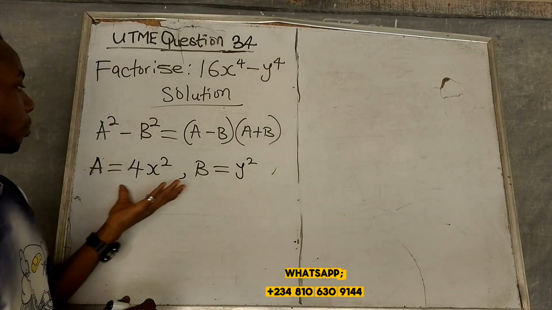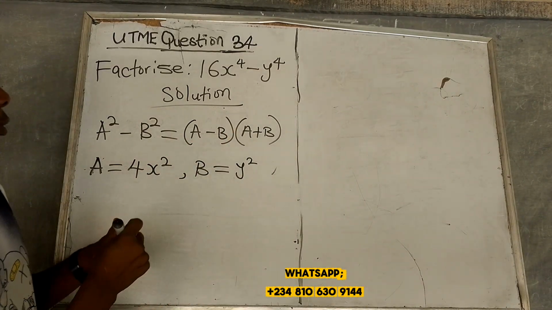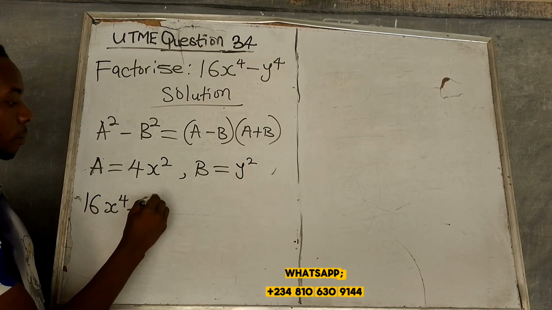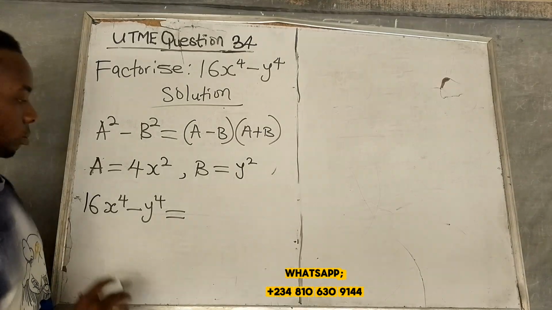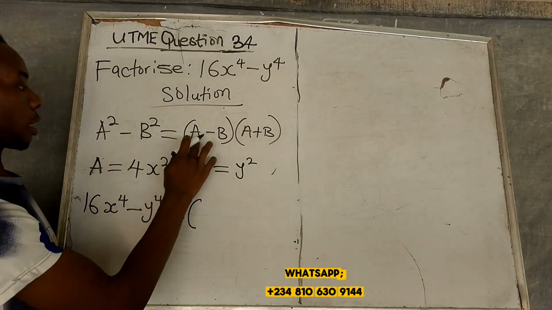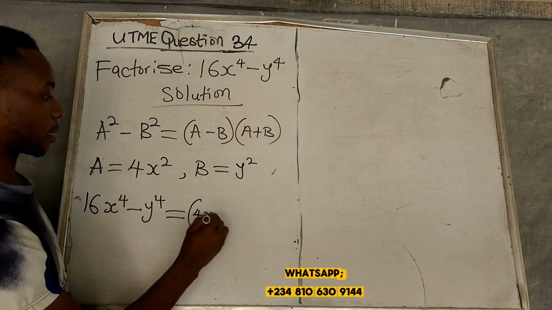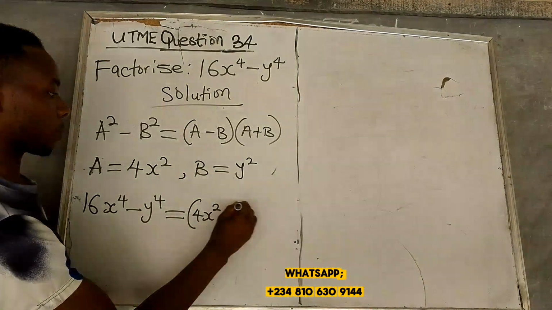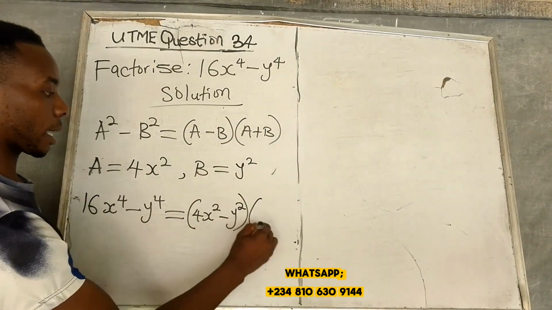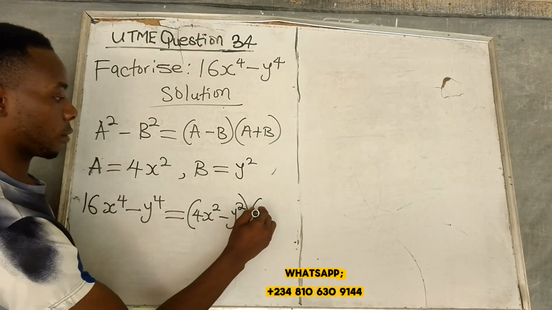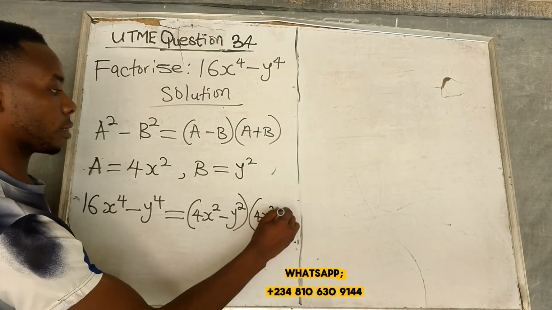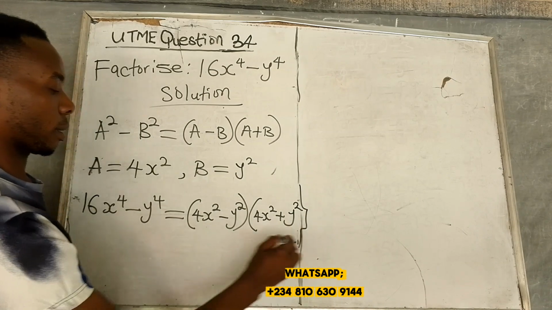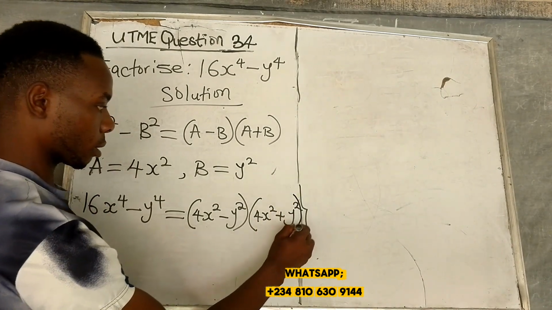Now, we include this inside this, which means that 16x raised to the power of 4 minus y raised to the power of 4 is equal to, now you open your ears, a, which is 4x squared, put this minus, then the b, which is y squared, close it, open another bracket. A is 4x squared, and this one will be plus before the b, which is y squared.